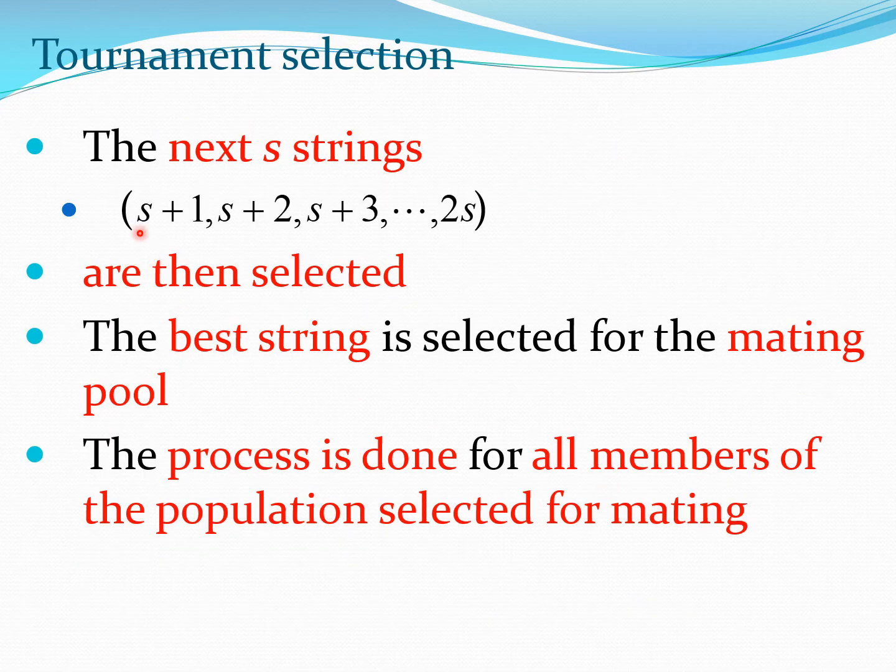Now in the next step, what you would do is you would select the next S strings and then find the best string for this particular mating pool. This process is continued till all members of the population are selected for mating.